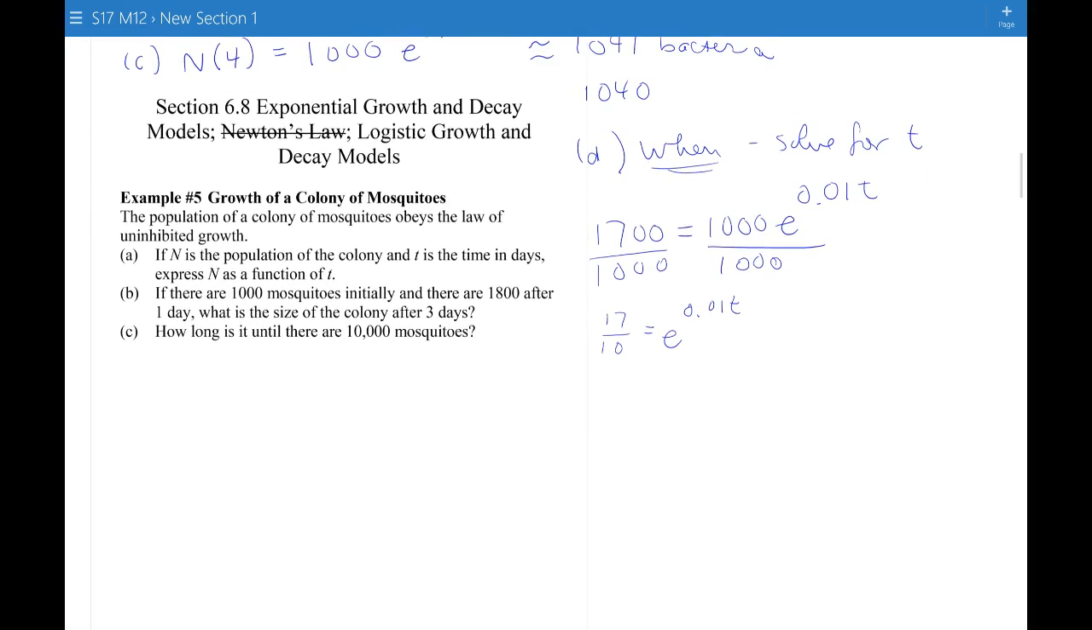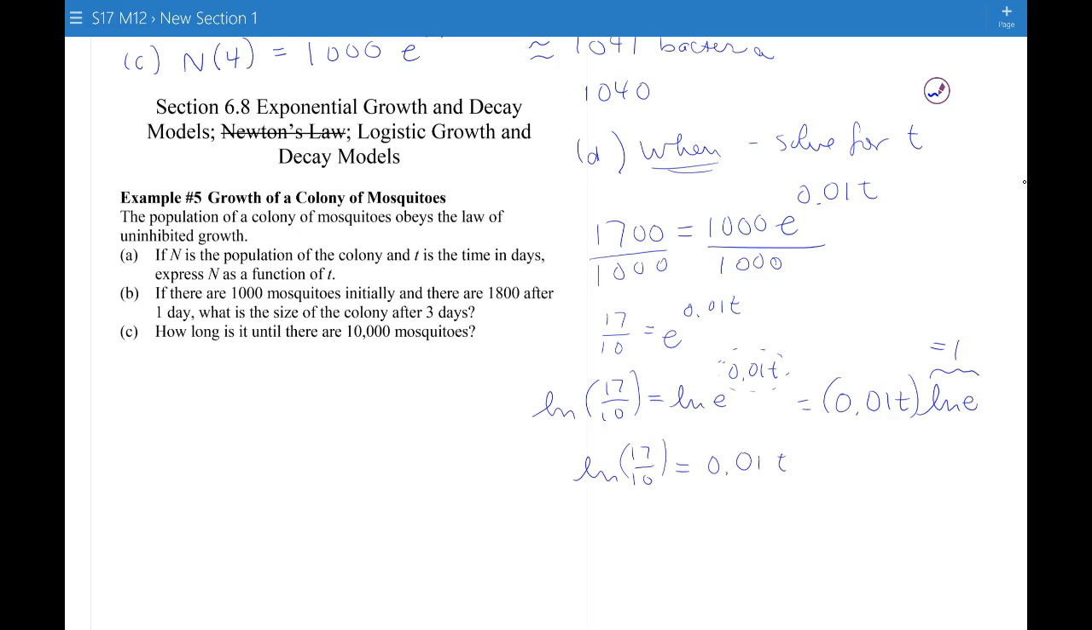So then I have the exponential isolated, then I take the logarithms of both sides. Then the property of logarithms says the exponent can come down in the front and multiply the ln of e. But remember that the ln of e equals 1. If you take the log of the base, you always get 1. So I have that the ln of 17/10 equals 0.01 t.